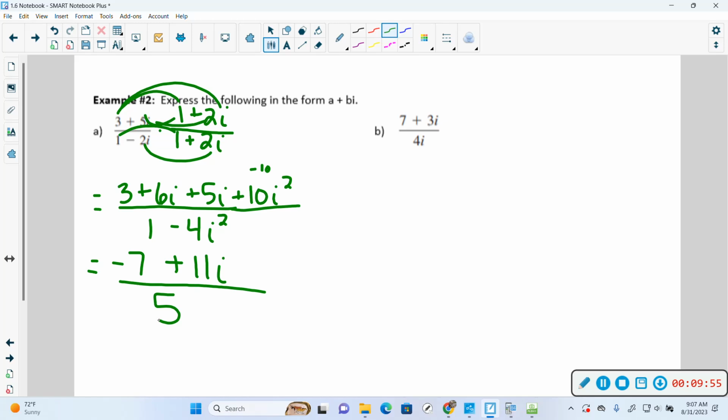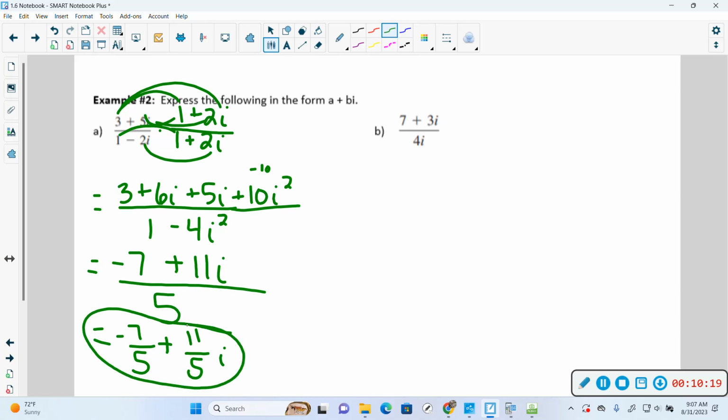Okay, remember directions: a plus bi. Meaning, I'm just going to split this up. I want a distinct real part and an imaginary part. So I'm going to make this complicated and make it -7/5. That would be our real part. And then my imaginary part's 11/5. a plus bi. Okay, b.